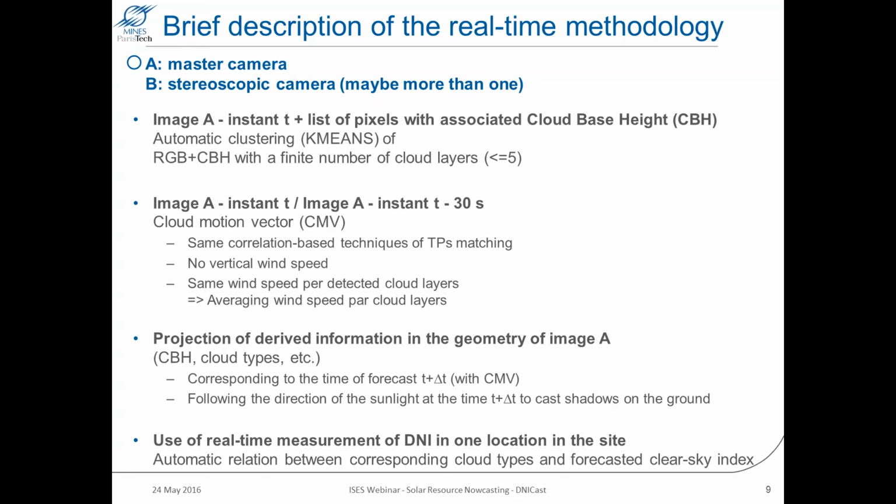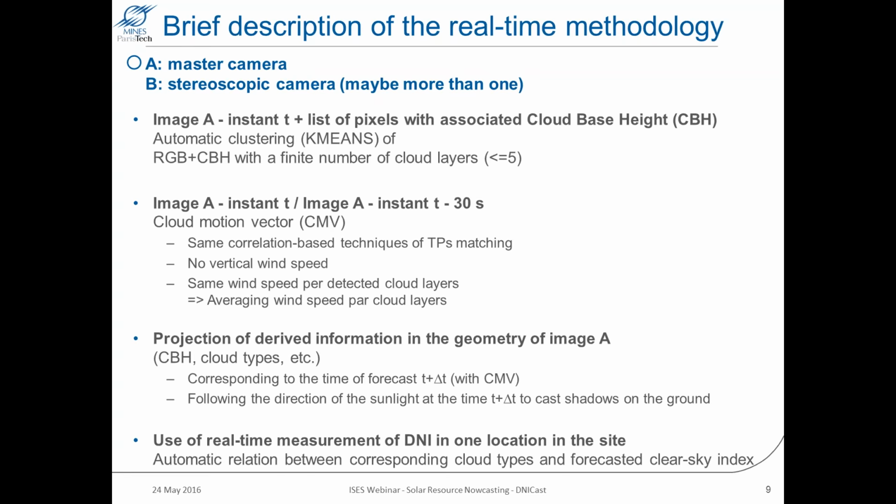So we are averaging wind speed for each cloud layer that had been detected during the cloud-base height estimation. Once we have the CMV and the CBH estimation, we can do a projection of these images, including all the information you can get from the images, for example, the cloud types, the cloud-base height, etc., for the corresponding time of forecast, taking into account the cloud motion vector in a persistence way, and following the direction of the sunlight to cast the shadows on the ground.